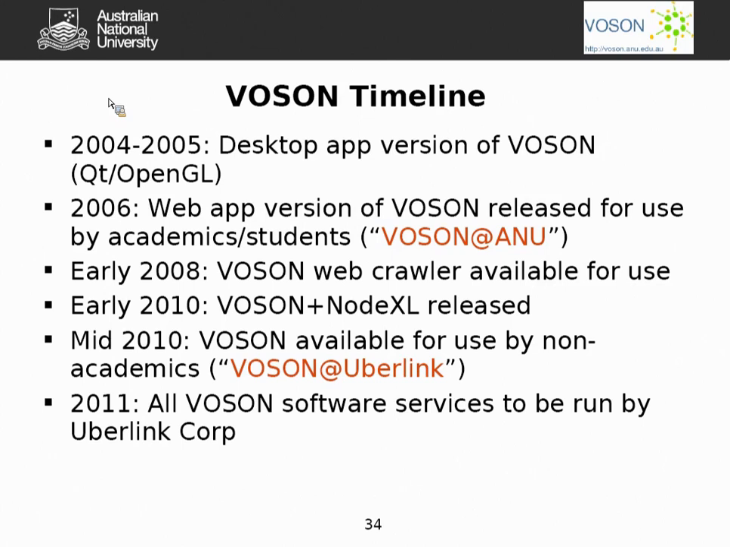And then in mid-2010, VOSON was available for use by non-academics. So that's when my company, Uberlink, started. We started maintaining a server off campus, and we would allow anyone to use it, anyone who could provide some reasonable kind of demonstration that they were not a spammer. Okay, and then in 2011, we're hoping that all VOSON software services are going to be run by Uberlink.